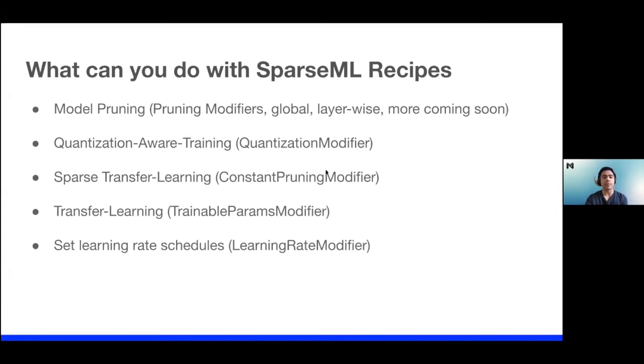And then there's plain out of the box transfer learning. We have a modifier that makes it easy to do that, called trainable parameters, where you can specify entire layers to freeze within your model. You can just fine tune an already trained model to a new data set. And finally, we also make it easy to set learning rate schedules. A lot of training flows have a lot built in to control the learning rate. But with SparseML, it's easy to define a simple YAML-based modifier that can do whatever learning rate schedule you may need, at least for common ones.